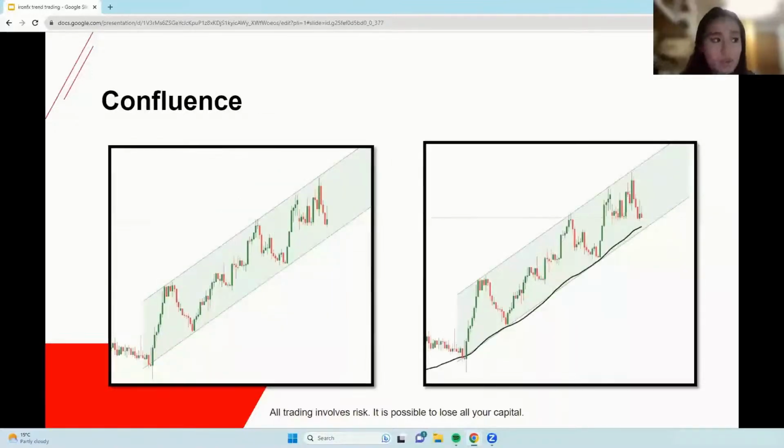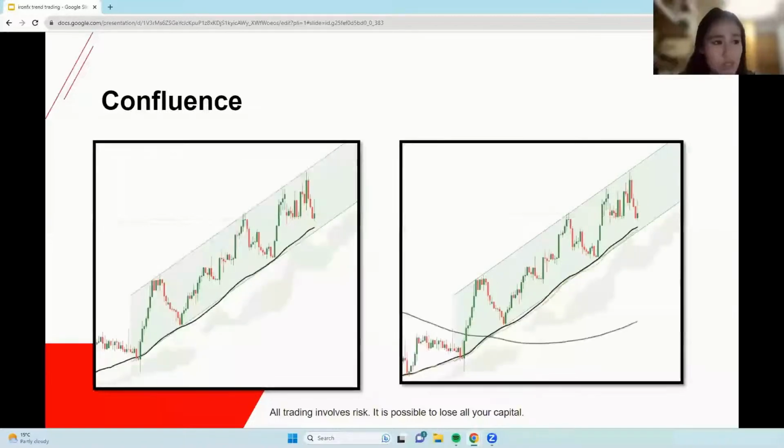Okay, next we have confluence. So the first chart, I'm just using an ascending trend channel. And then over here, I've included the trend natural moving average. So by making use of more than one indicator, or I guess a trend channel would be a graphical analysis tool, by combining all of these tools, you can really increase your chances of making profit or getting out of a trade if the trend reverses. So that's what we mean by confluence.